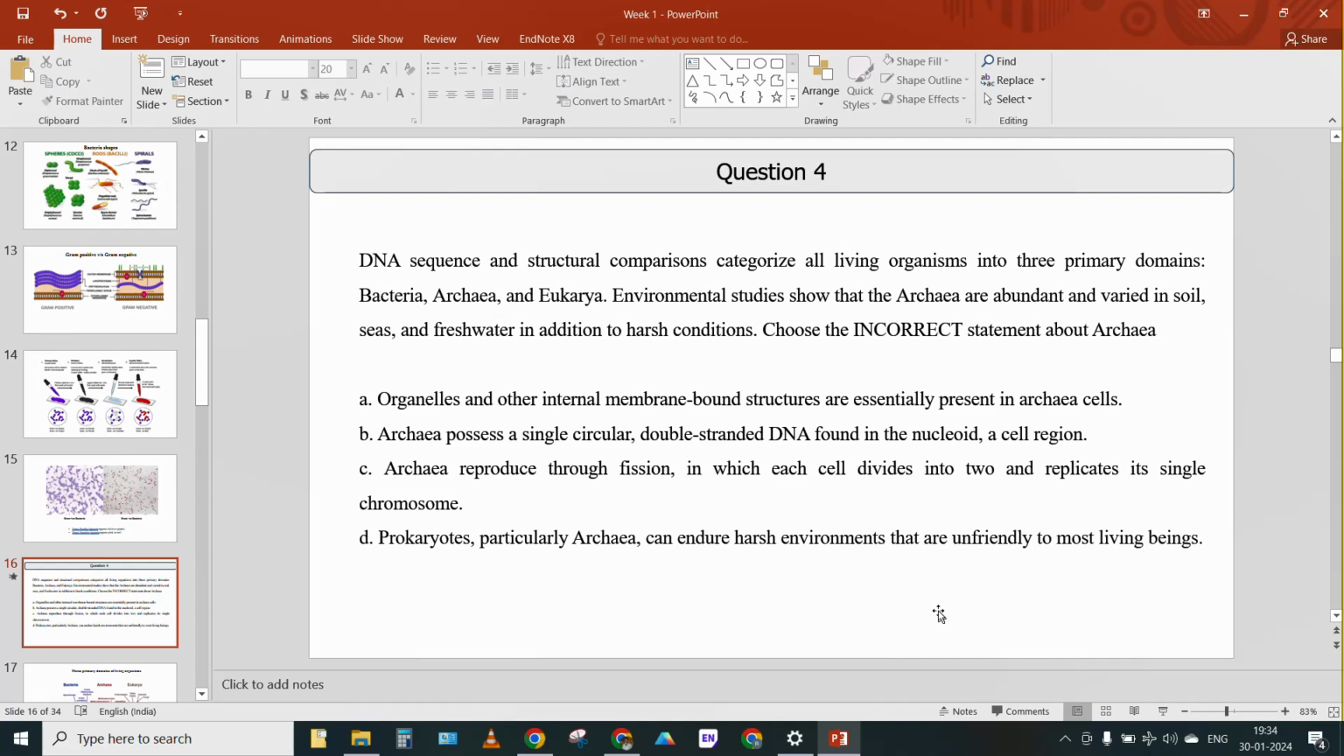Sir, option A, the first statement is incorrect. And the reason? Because the only difference between archaea and bacteria is that archaea can sustain in harsh environments. From bacteria it evolved into archaea, and from archaea it evolved into eukarya. That's why these membrane-bound structures are not present.